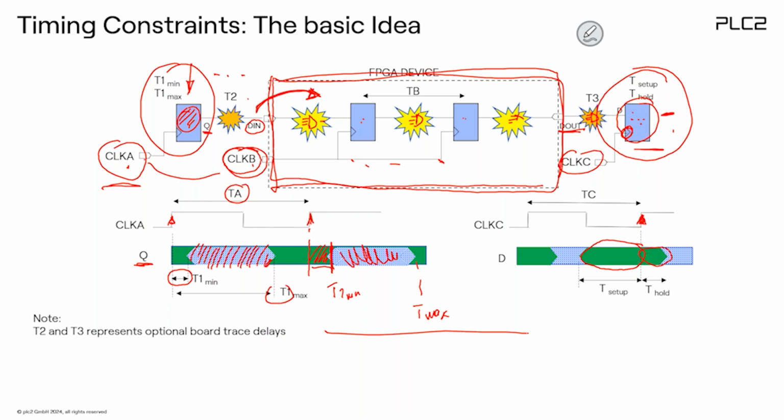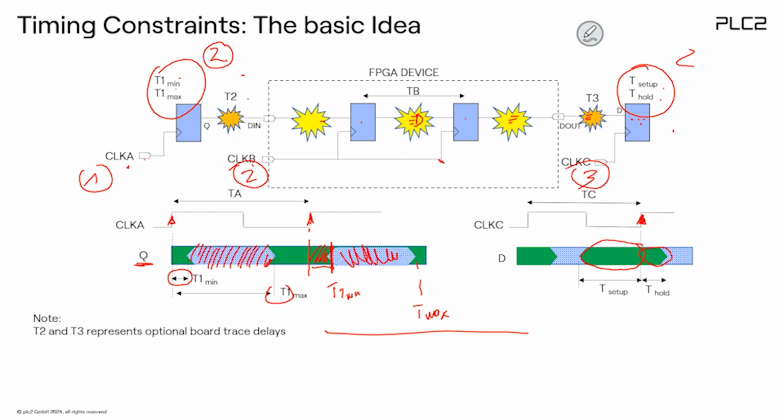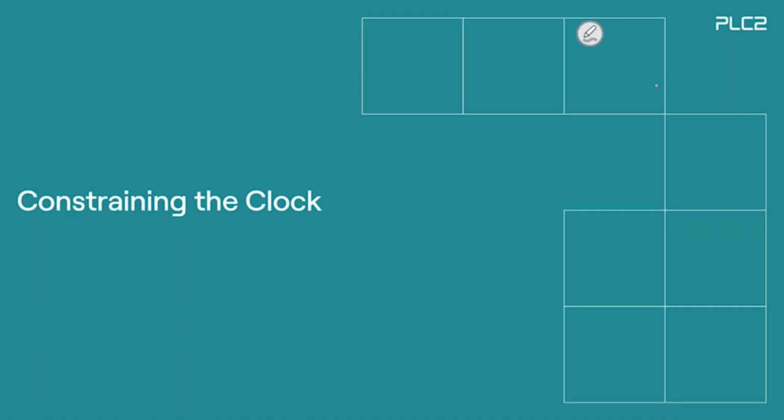Just to give an idea how many constraints there are, let me clean this up here. For this simple example, we would need two specifications, one for min and one for max time. Also two specifications, one for setup and one for hold time. And one specification for the clock, a second for this clock, and a third for this clock. So in this simple example we would need to specify 7 timing constraints: 2, 2, and 3, 7 in total. It's pretty common that your timing specification would have maybe 50 timing specification commands.